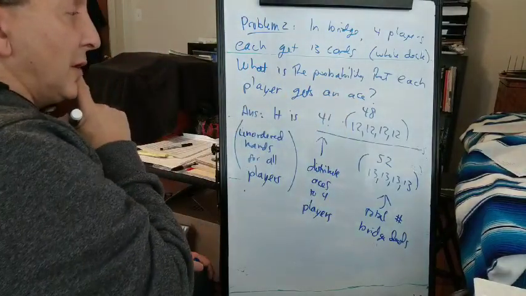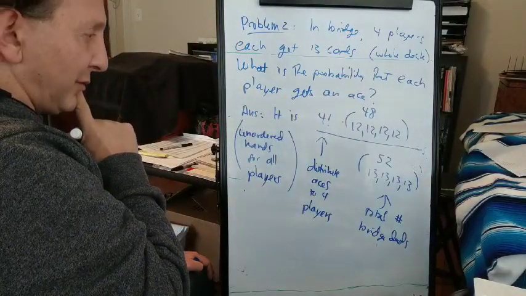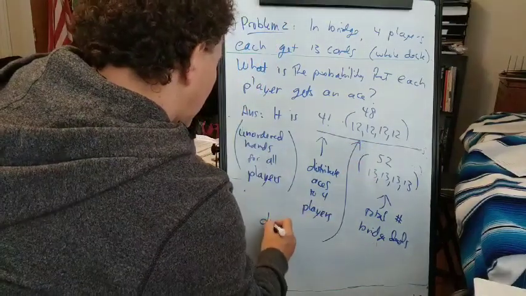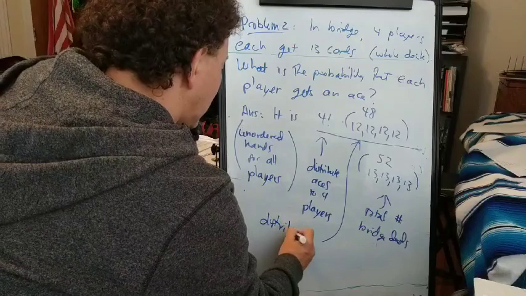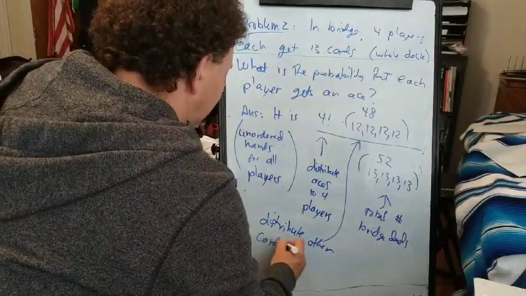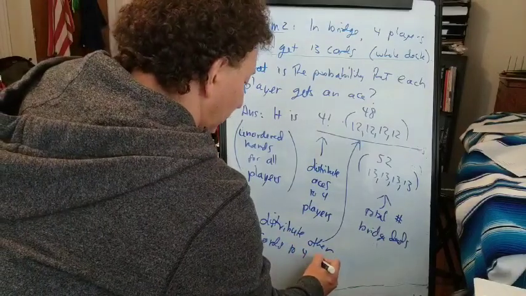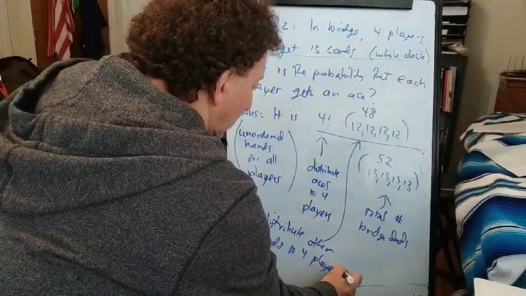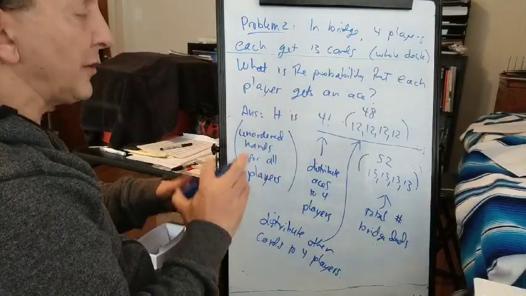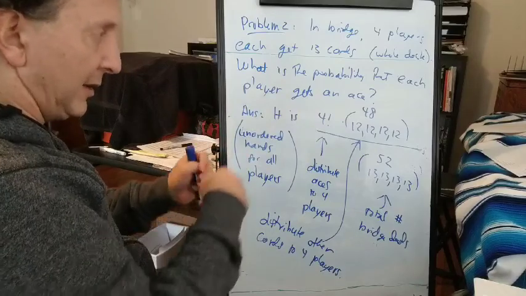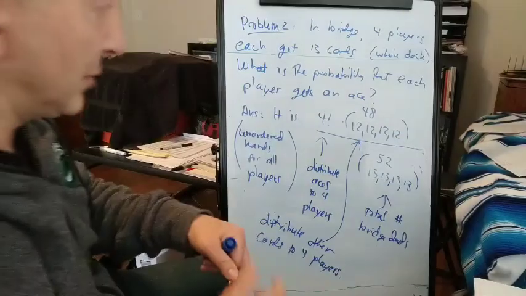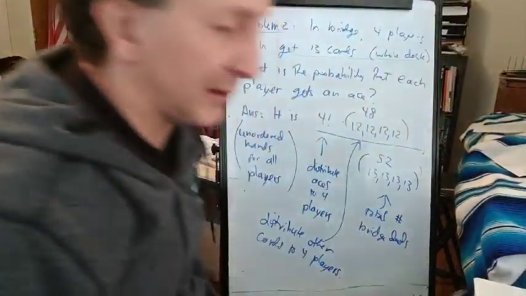So this 48 choose 12, 12, 12, 12 is we're distributing the other cards to the 4 players. Again, I'm not choosing the order for the cards in each player's hand. I'm just giving player 1 12 cards, player 2 12 cards, and letting each player order the cards in their hand exactly as they like.